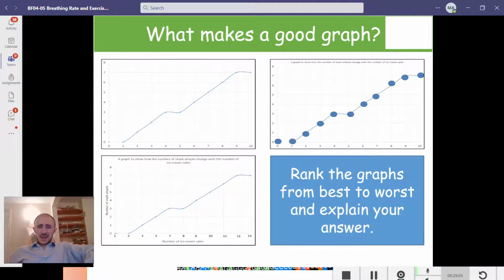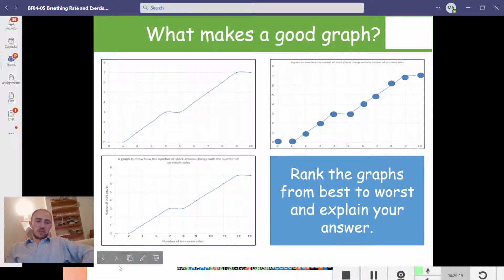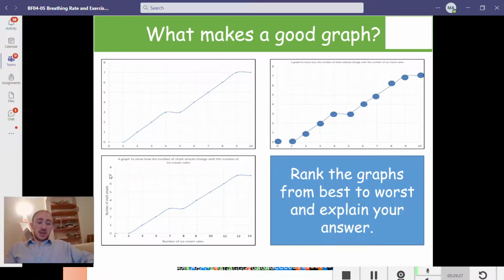Now, again, it doesn't tell me which is which. It doesn't really tell me anything about scales or anything like that. Is it thousands of ice creams? Is it single ice creams? It doesn't tell me. And this down here is the best one, because it has a title, and it tells me down here this is the number of ice cream sales, and up here is the number of shark attacks. This is a particularly shark-infested beach. They've only had 13 ice creams sold, and yet they somehow had 8 shark attacks.